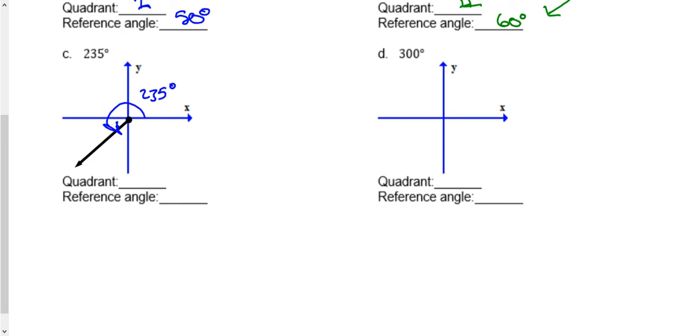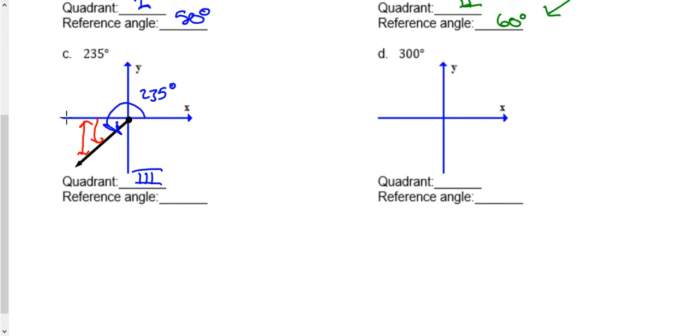Here we landed in quadrant 3. And the reference angle, well, what's my reference angle? Again, I want to find from my terminal to my x-axis. My x-axis is right here. So I want to find this small angle right here. Okay, that's what I'm trying to look at.